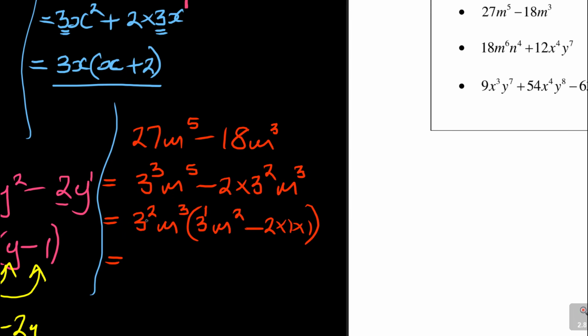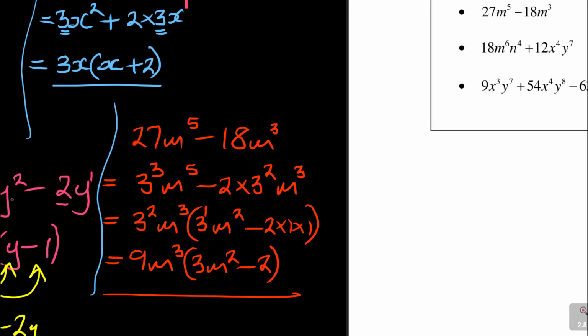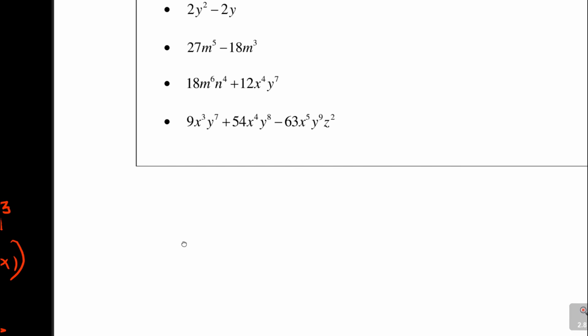Then it's important to say what is 3 squared. 3 times 3. Please, it's not 6. It's not 6. I know you're saying 3 times 2. I say 3 squared. It's 3 times 3. It's 9 m3 and then 3m squared minus 2 times 1 times 1 times 2. There it is. And then you're good to go. Alright. So I hope this makes sense to you.